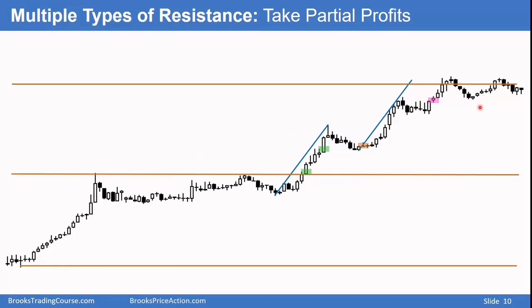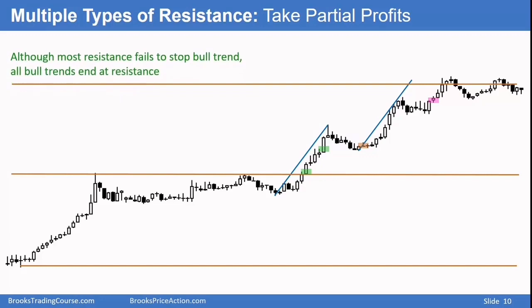So bulls are taking profits and bears are starting to sell, and we're getting a trading range. Even though I said 80% of resistance fails to stop a bull trend, all bull trends end at resistance. So it's important to keep looking at higher resistance levels and then watching what the market does when it gets there. If there's a confluence of resistance at the same price level, bulls will be more willing to take profits and bears will be more willing to begin to scale in looking for scalps.